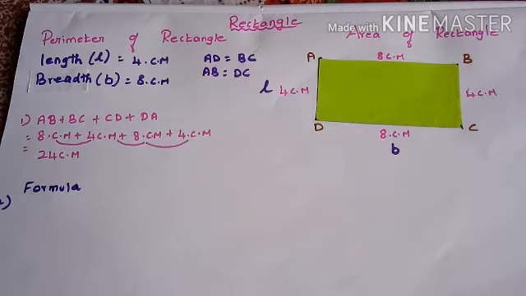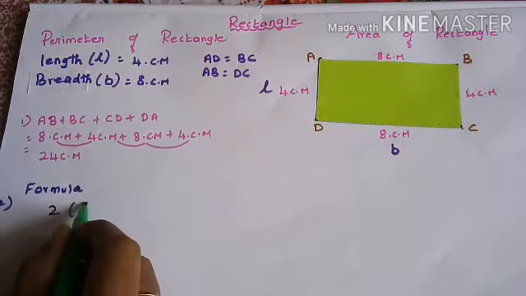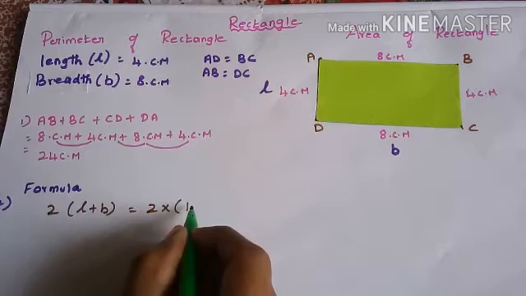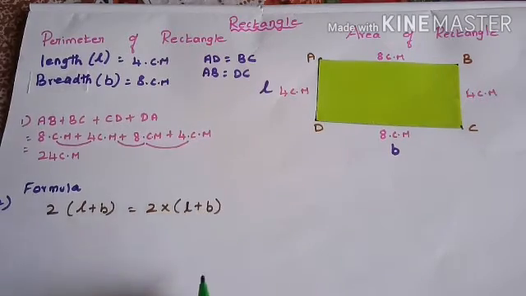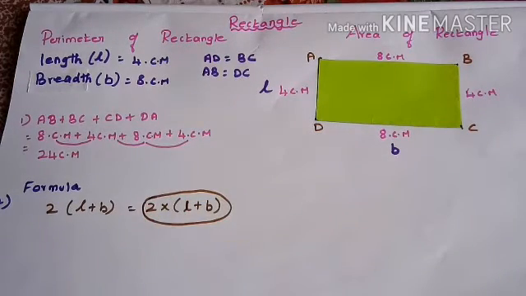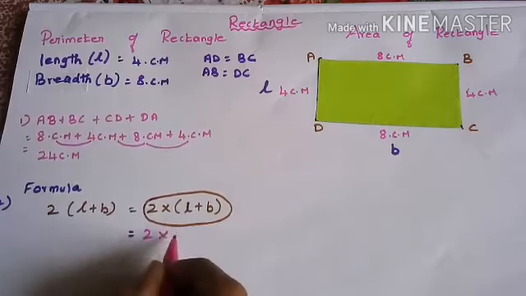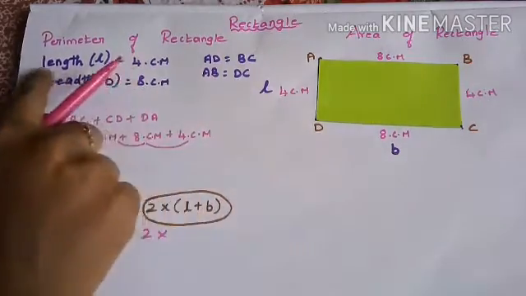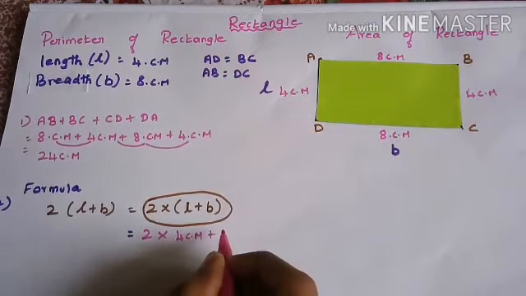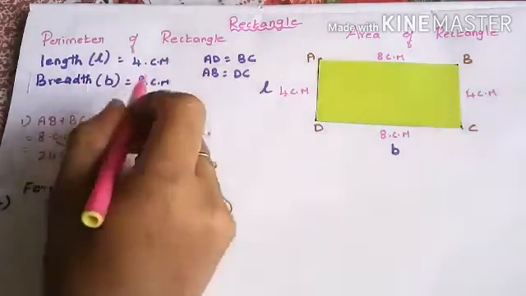Okay, what is the formula of perimeter of rectangle? 2 into L plus B. That means 2 into L plus B. Okay, so this is the formula of perimeter of rectangle. Okay, let's check. 2 into L. What is the length? 4 centimeter plus B. B means breadth. 8 centimeter.